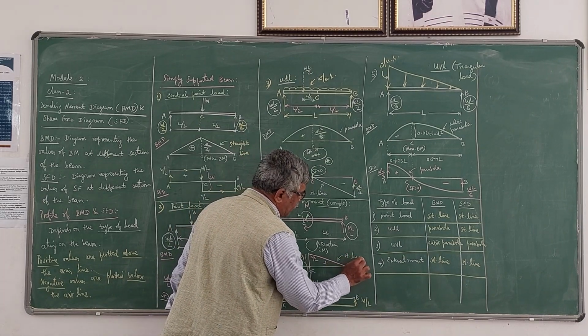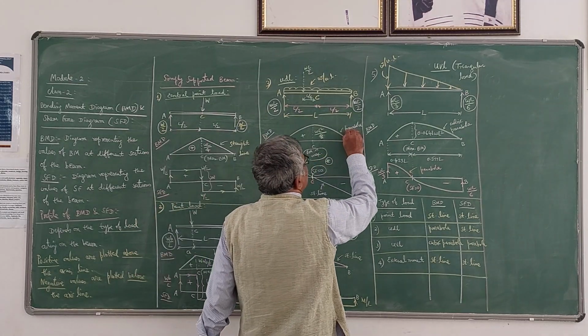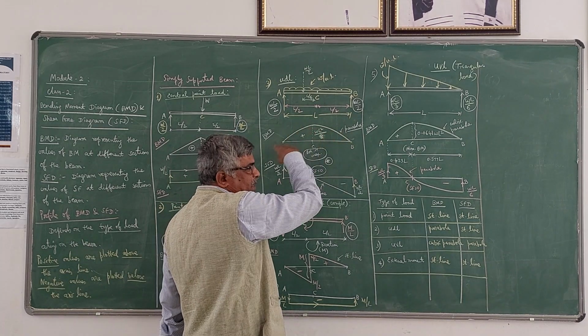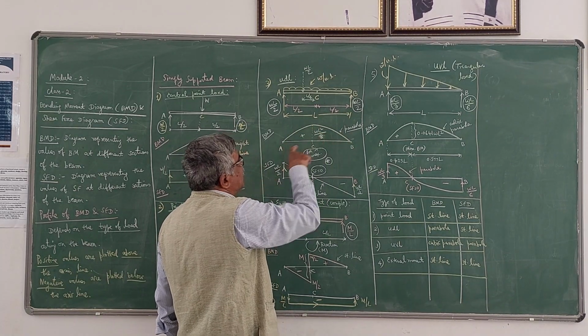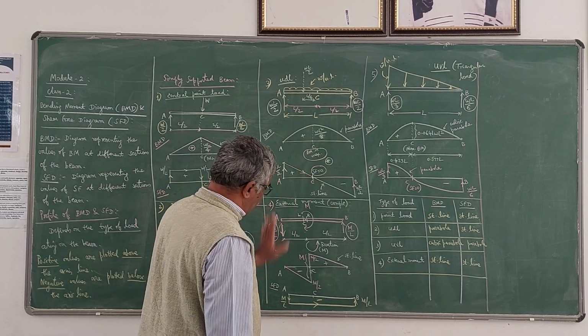So profiles are very, very important. Whereas here, I forgot, this is a parabola. WL square by 8 is the maximum value here. It is a parabola here. In the case of a UDL, it is a parabola.